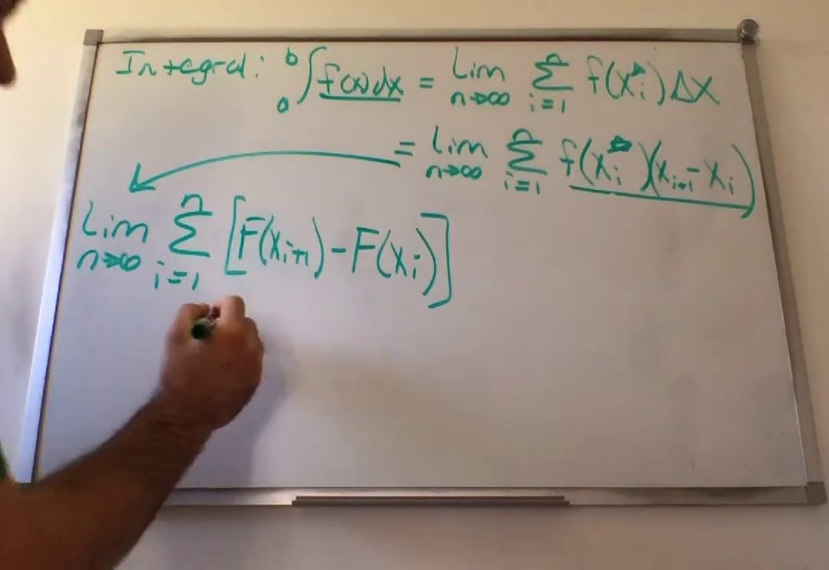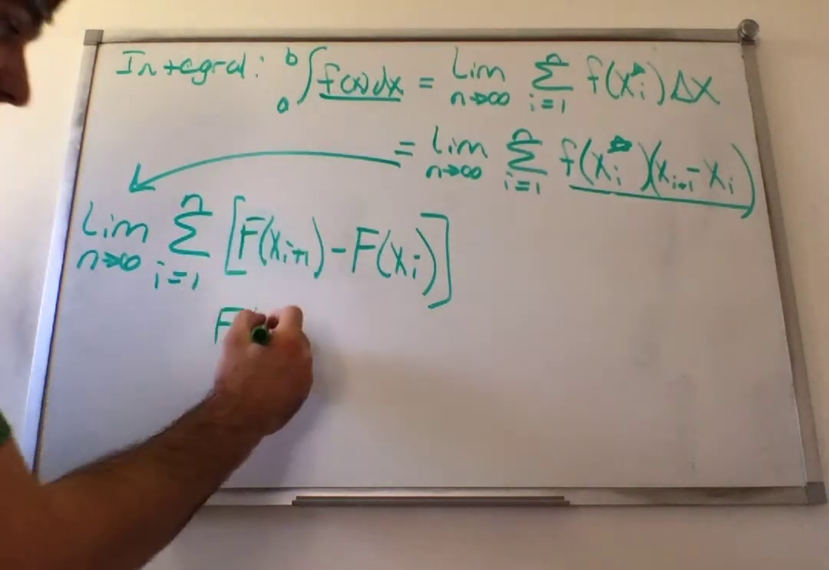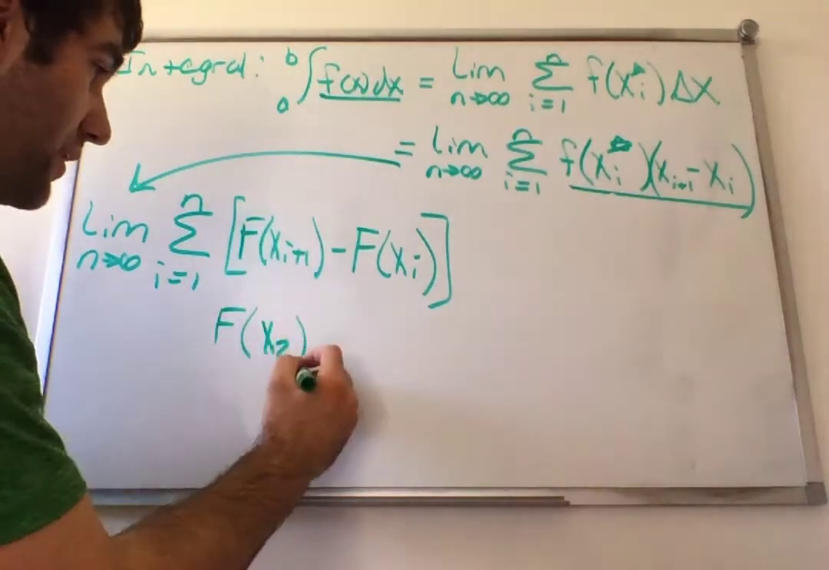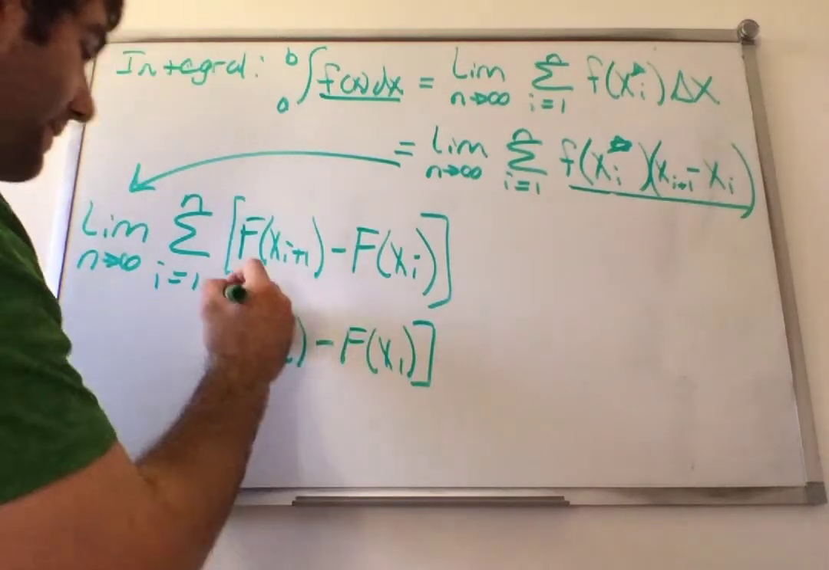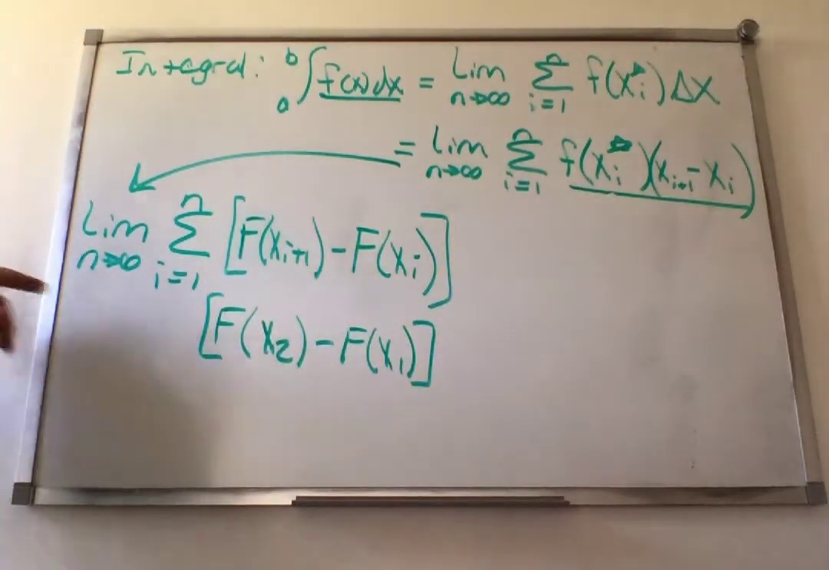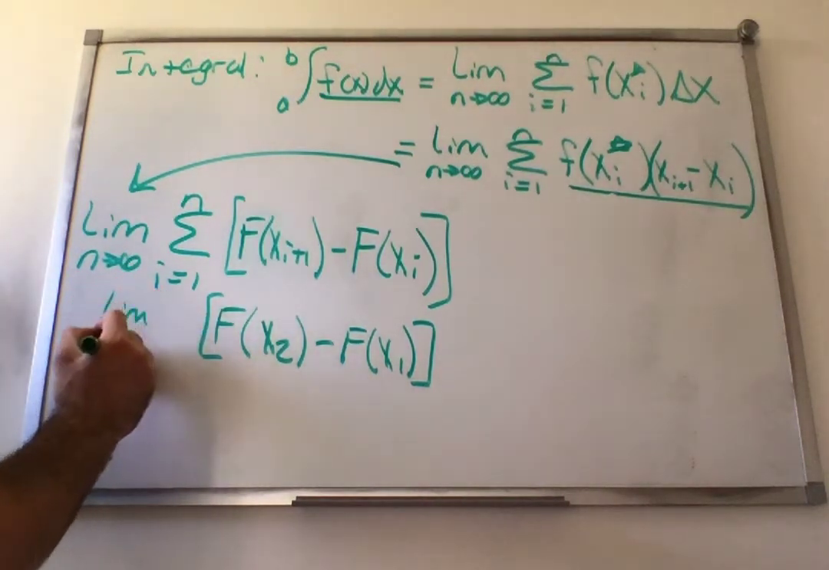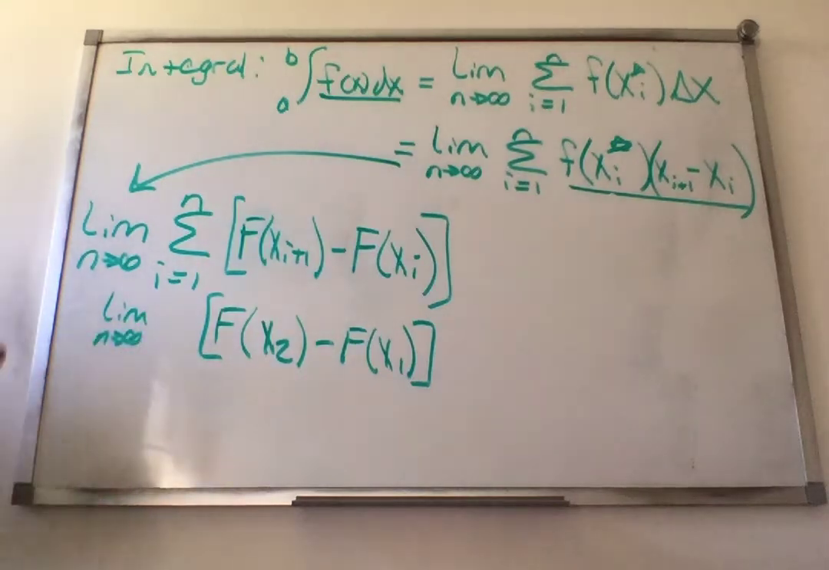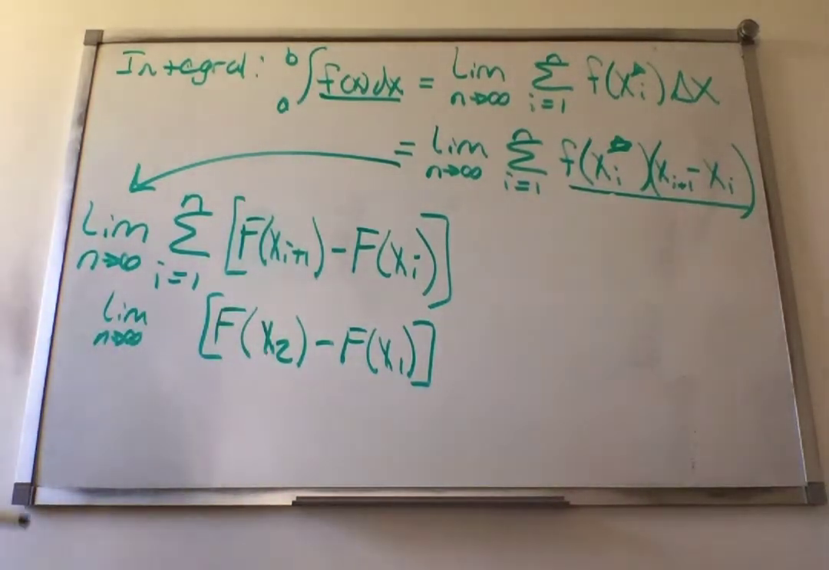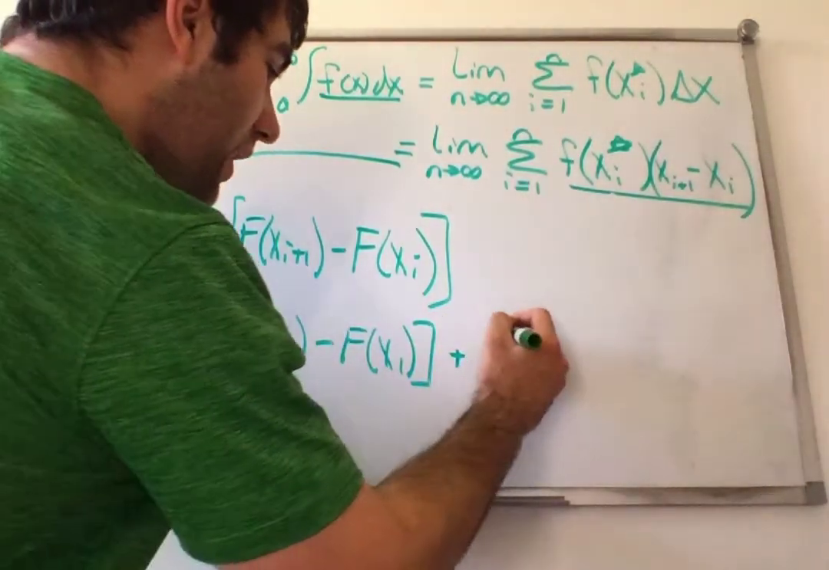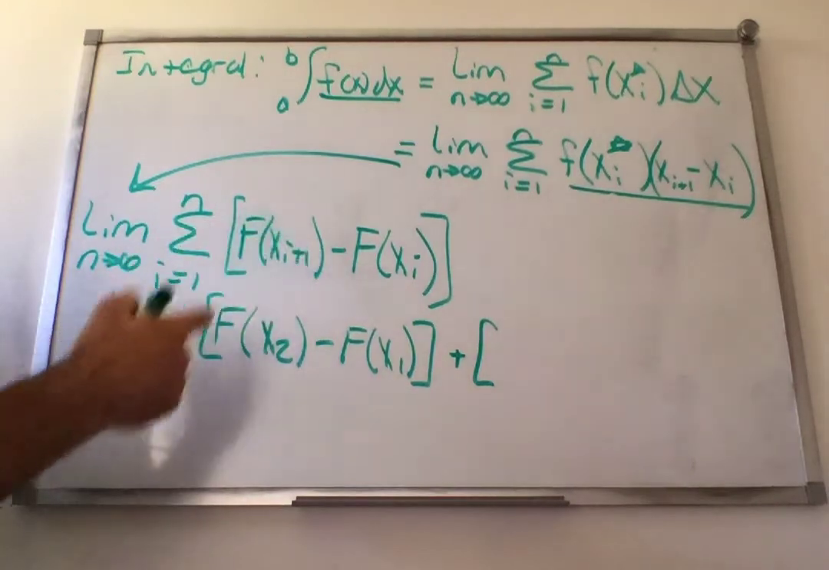So, i equals 1. If I plug in 1 here, 1 plus 1 is 2. We get F of x_2 minus F of x_1. Okay? So that was i equals 1. Now, there is still this limit as n goes to infinity, but it doesn't matter that this limit is here. Something else is going to happen. Plus, now let me go ahead and plug in 2.